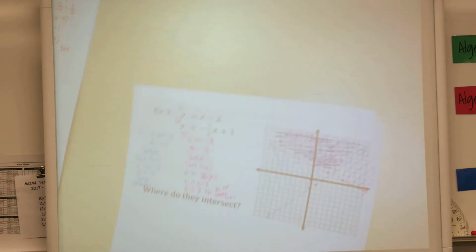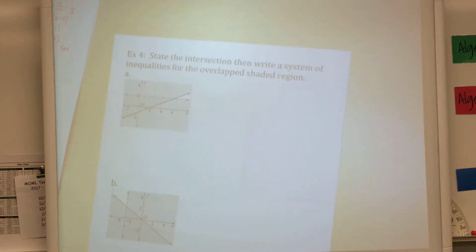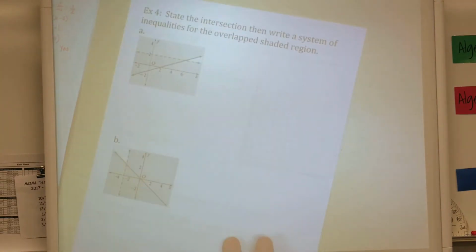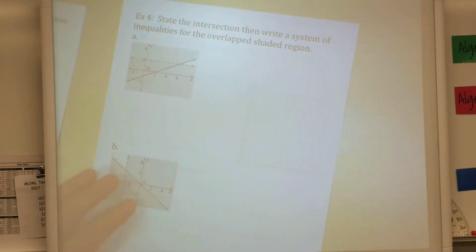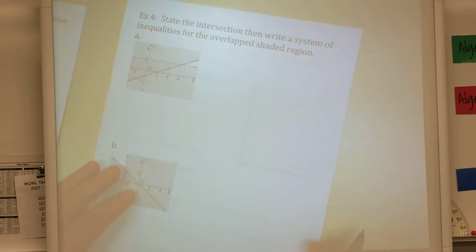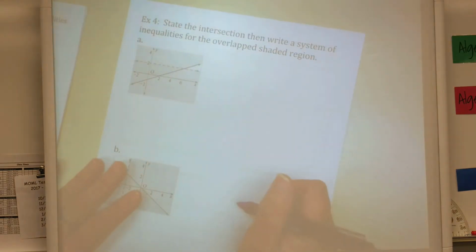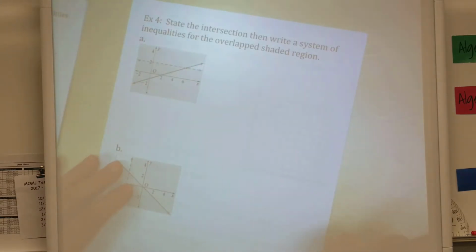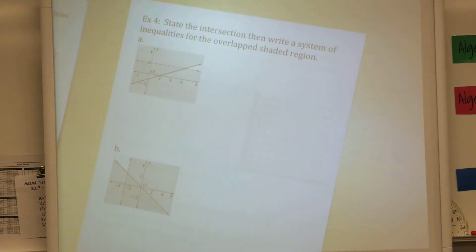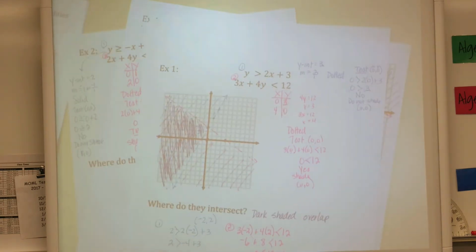Okay, now sometimes, so that's if we did it from scratch. Sometimes we're going to have to look at something and decide what the inequalities are going to be. We're going to state what the intersection is. And the intersection is the point where the two lines cross. And we're going to write a system of inequalities for the overlap shaded region. Actually, let's go back to these others, because I don't think I actually did the point where they intersect. Let's just add that real quick.